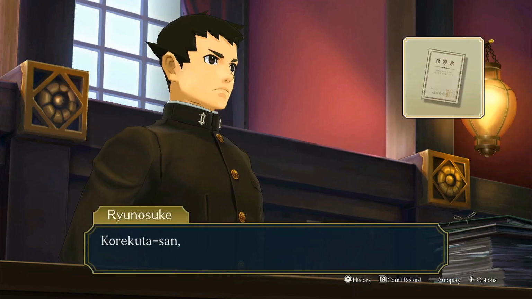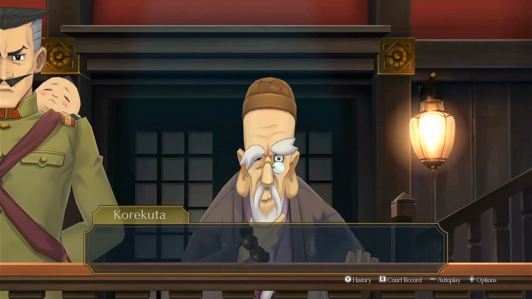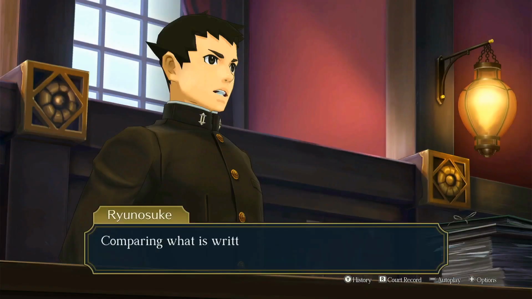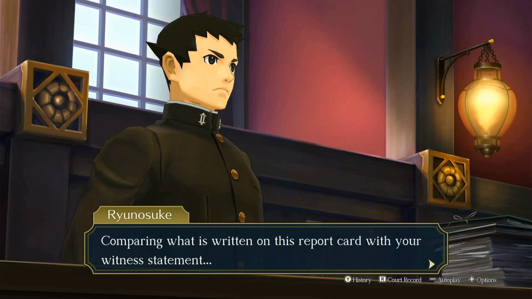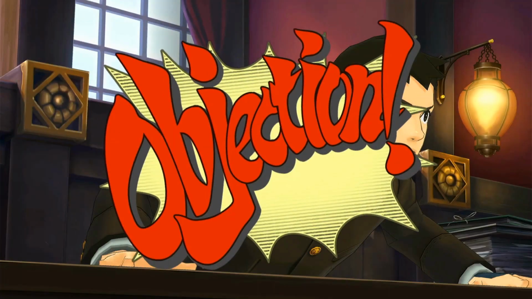Kurakuta-san, this is a medical report card belonging to the victim. Ah, I see. What of it, boy? Comparing what is written on this report card with your witness statement, something clearly doesn't add up.